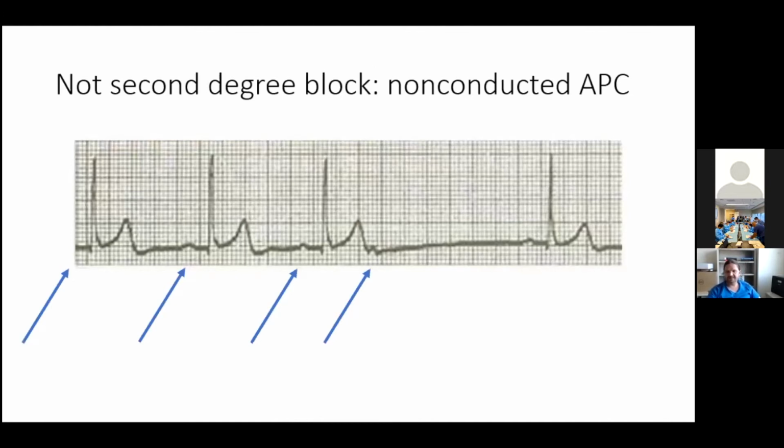When looking at these, I just want to bring up the example of something that's not second-degree heart block. You have an early PAC here causing this dropped beat. This is physiologic for this early beat not to conduct. So when you see this, you don't have to worry that this is Mobitz 2. This is just a non-conducted PAC.